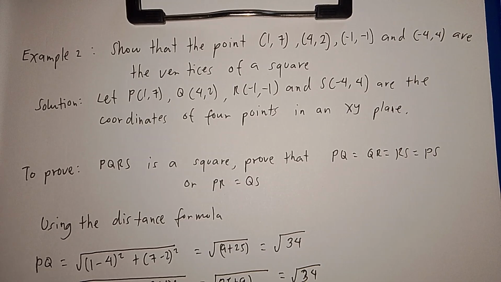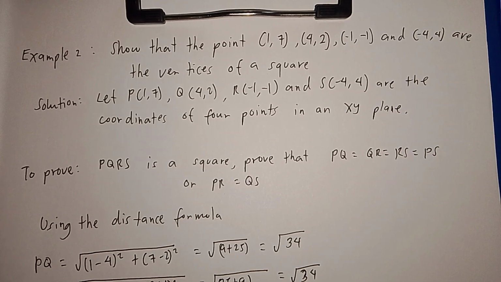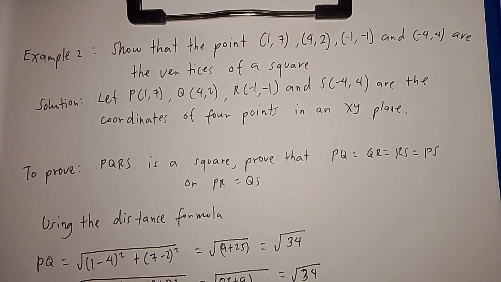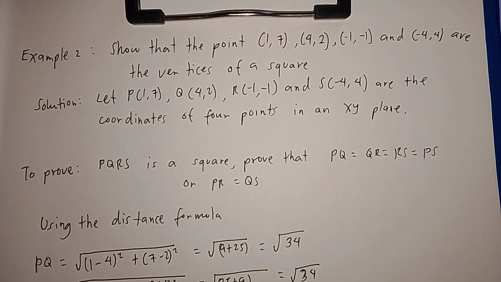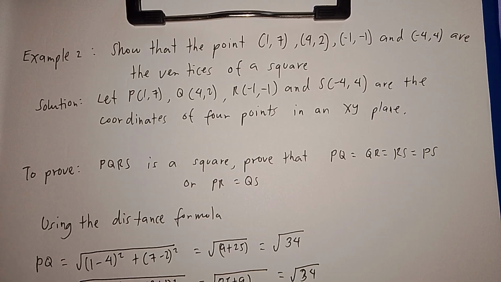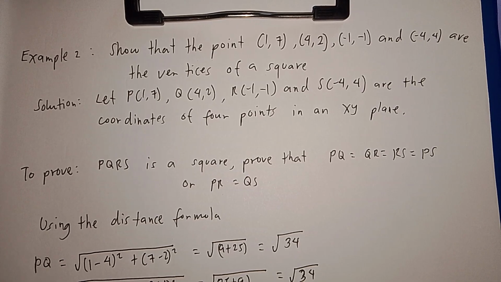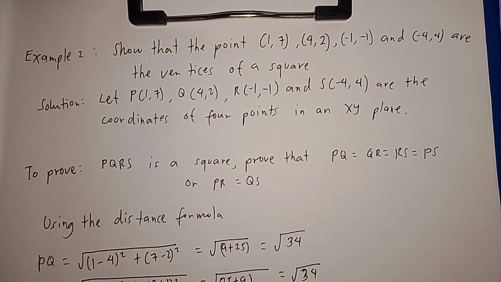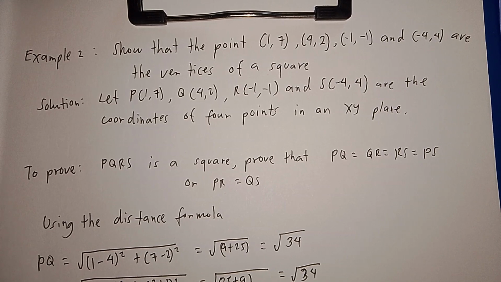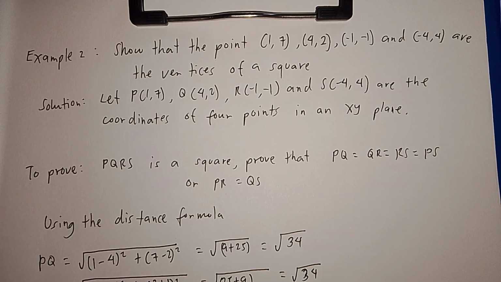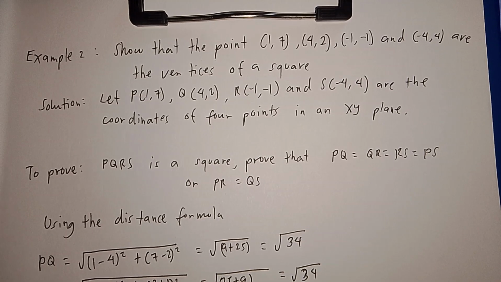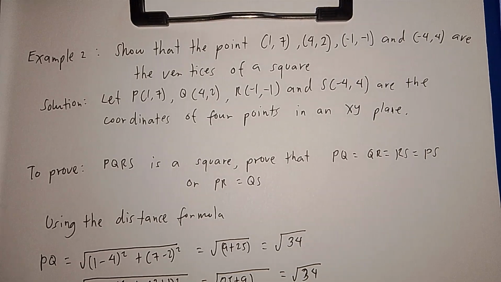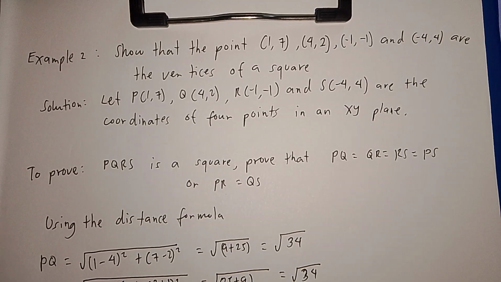So to prove that points P, Q, R, and S form a square, we have to prove that PQ is equal to QR, that is equal to RS, and equal to PS. So to summarize it, PR is equal to QS. These are the diagonals of a square. So now we are going to solve each distance PQ, QR, RS, and PS to form a square.